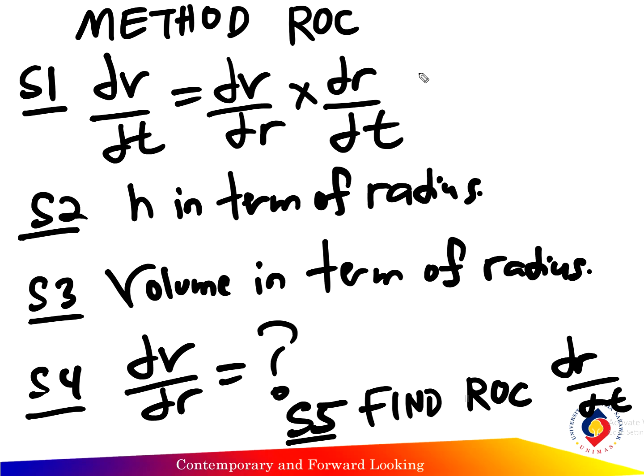So in terms of the radius, and step 2, write down the height in terms of the radius. So h equals 2 times the radius, and the volume of the embedded cone, volume equals 1 over 3 pi r squared times h, and you substitute h equals 2r into the volume of the embedded cone, okay, and write down the volume in terms of the radius.